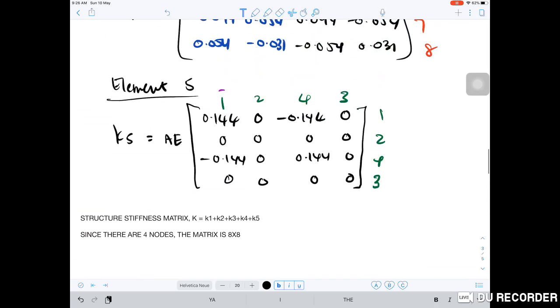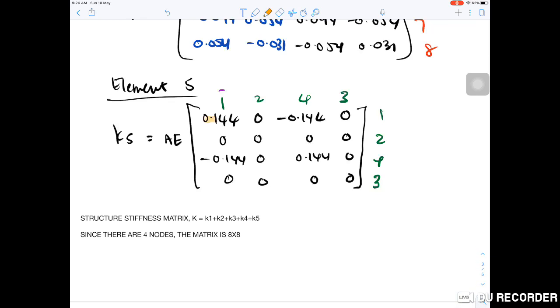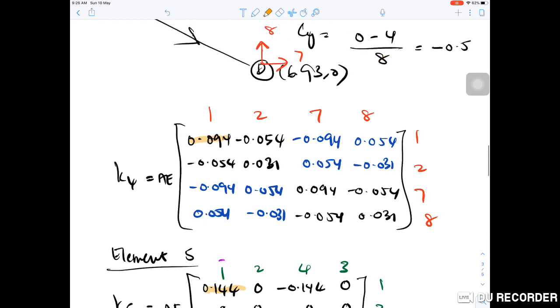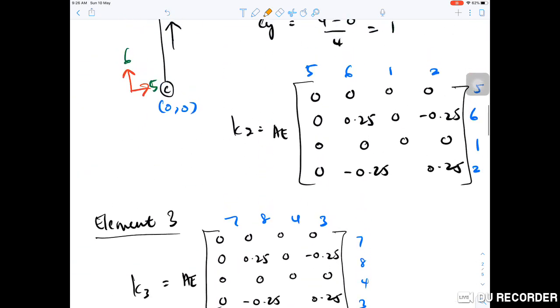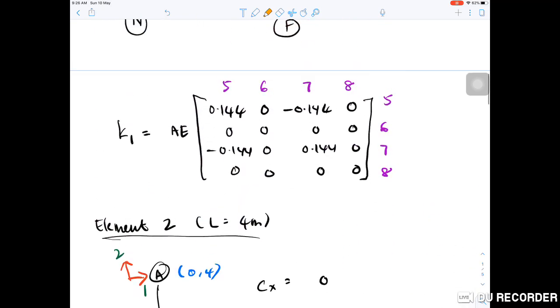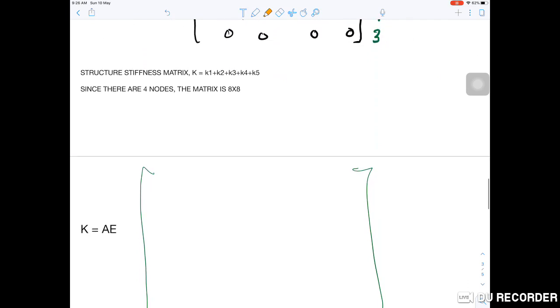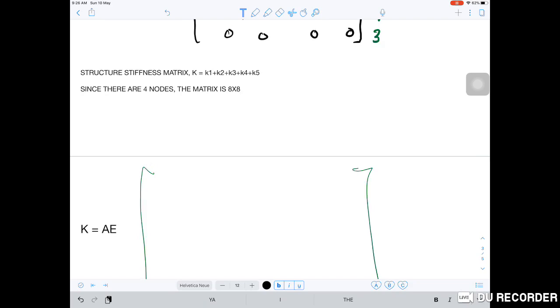For 1 1, we have to find where 1 1 is in all the element stiffness matrices. 1 1 is 0.144, plus 1 1 of 0.094, plus 1 1, there is no 1 1 in K1. It is 0.238.